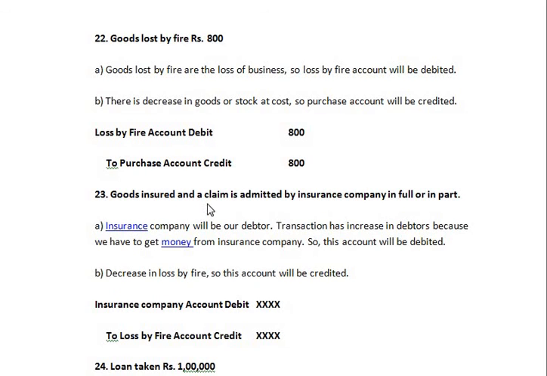Goods insured and a claim is admitted by the insurance company in full or in part. Insurance company will be our debtor. So insurance company account debit to loss by fire account. We have lost on the fire account, that will be credited.